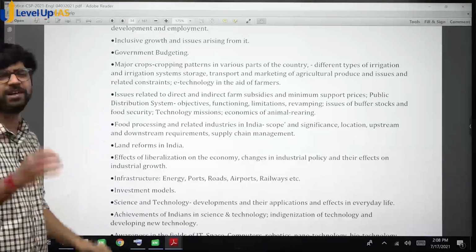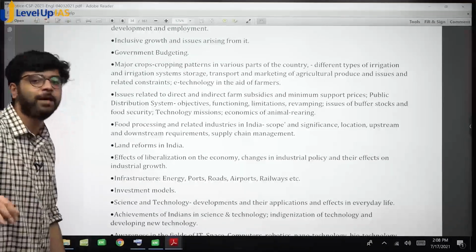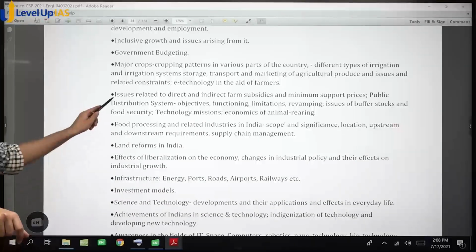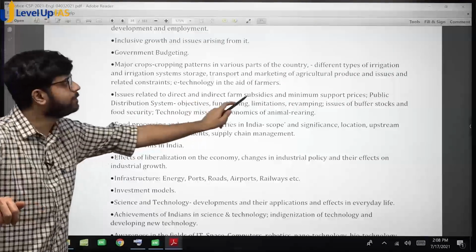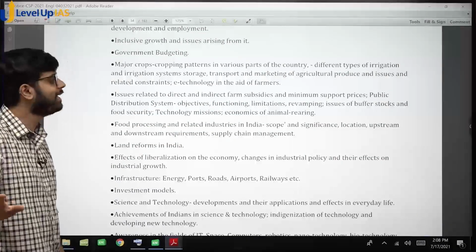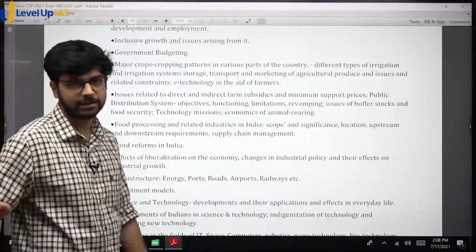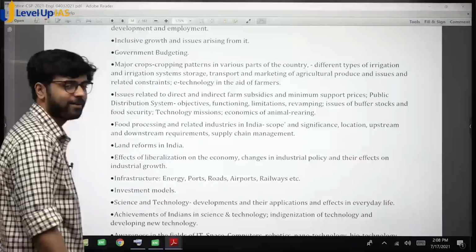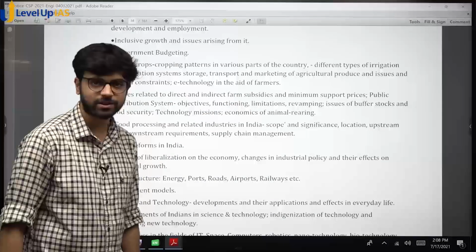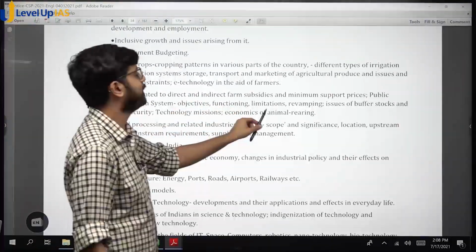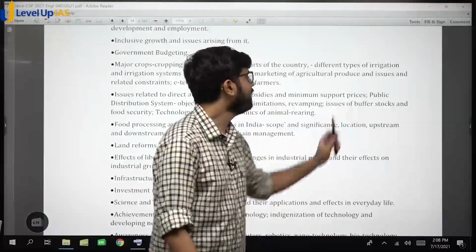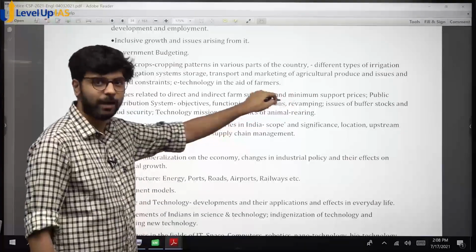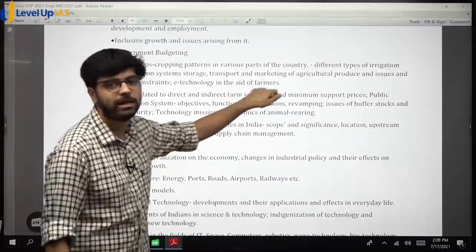See the first word itself, issues. Every time, everywhere, issues is the word here. Issues relating to what? Direct and indirect farm subsidies. Issues relating to direct and indirect farm subsidies and minimum support prices, MSP. Right? So see, they have not asked you what is this. They have asked what are the issues. So, by default, you need to know what this is first. Issues related to direct and indirect farm subsidies and minimum support prices. One. Second, so see, in one also there are two things, subsidies and MSP. Right? Issues relating to direct and indirect subsidies, one, MSP, two.